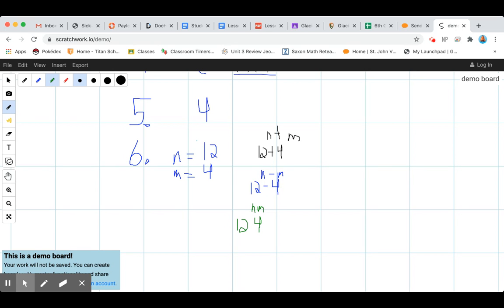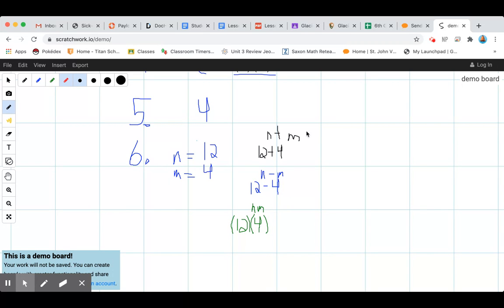But just because they're right next to each other as variables doesn't mean they're going to be next to each other as numbers. So what we want to do is include either parentheses. You could put a multiplication symbol if you like, whatever floats your boat. So just 12 times 4, and that product will give you your answer for C.